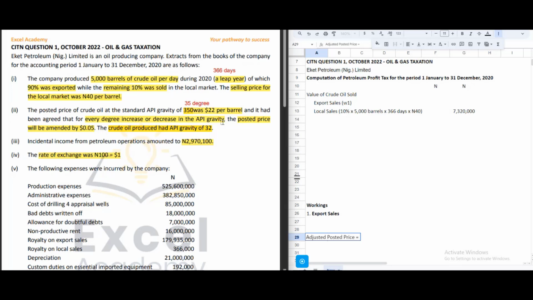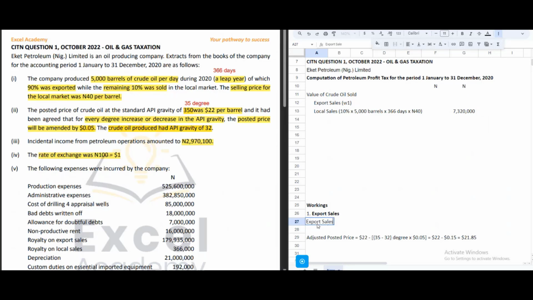They said that for every degree, it will reduce by 0.05. So in that regard, we will say $22 minus... How many degrees did it reduce by? It reduced from 35 degrees to 32 degrees, so it's reduced by 3 degrees. So we have 35 minus 32 degrees, times 0.05. That's how much? This will be 21.85.